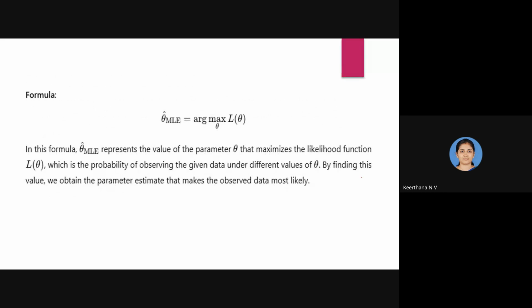So this is the formula for theta of MLE. It means how the parameter of MLE can be calculated. It depends upon the likelihood function, that is the probability of X given the parameter. You are taking the argmax, maximizing the likelihood function with respect to the parameters. By finding this, we can obtain the parameter estimate that makes the observed data more likely.